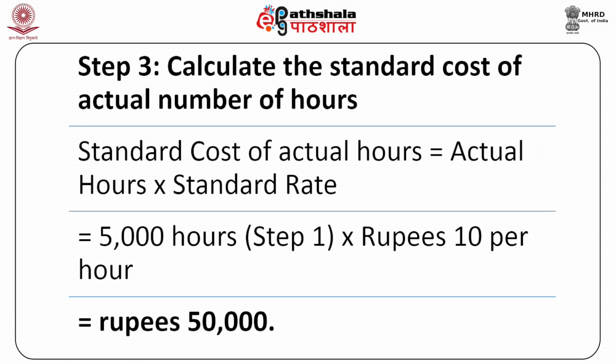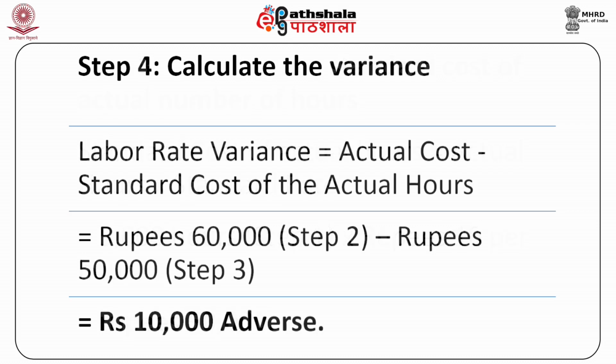Step 3. Calculate the standard cost of actual number of hours. Standard cost of actual hours is equal to actual hours into standard rate. 5,000 hours calculated in step 1 multiplied by rupees 10 per hour equal to 50,000 rupees. Step 4. Calculate the variance. Labor rate variance is equal to actual cost less standard cost of the actual hours, which is equal to 60,000 rupees calculated in step 2 minus 50,000 rupees calculated in step 3 is equal to rupees 10,000 adverse.